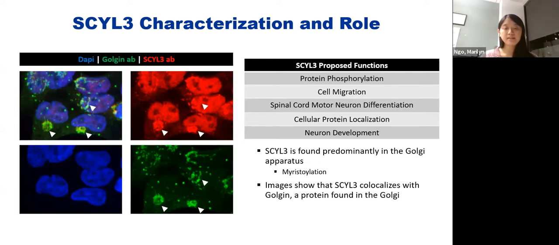It has been proposed by previous studies that SCYL3 may play a role in protein phosphorylation, cell migration, spinal cord motor neuron differentiation, cellular protein localization, and neuron development. These biological roles make SCYL3 a promising gene candidate for neurodegenerative diseases, and the reason that our lab decided to further investigate how SCYL3 may be related to TDP-43 endogenous functions and pathology. Here's an image that shows how SCYL3 co-localizes with Golgi markers, shown in green, and is found predominantly in the Golgi apparatus due to myristoylation.